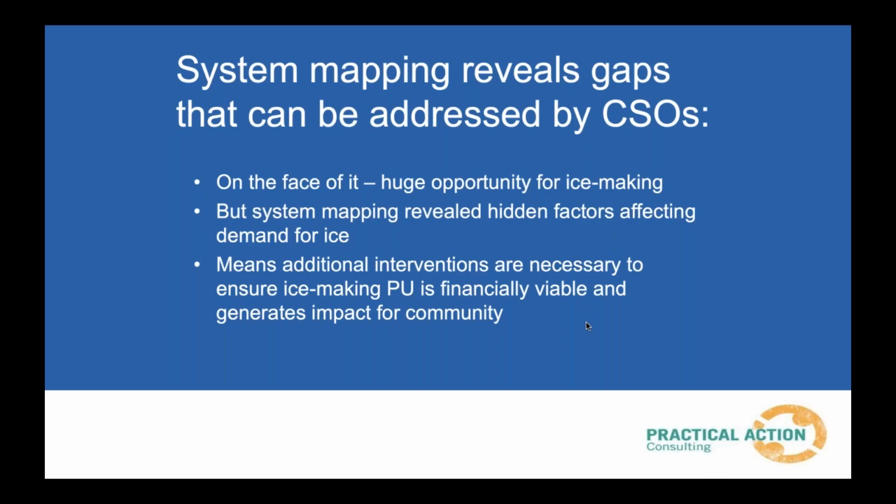Yep, thanks. So on the face of it, a huge opportunity. But when we did a systems map to understand the key actors and linkages and assumptions, we found that there were some hidden factors, and that meant that demand for ice was actually more limited than it looked at face value. For example, there is a huge market even for very, very poor quality fish, which is used as smoked or dried fish and sold to local fishmongers. And that means that there really aren't very many losses from a lack of ice.